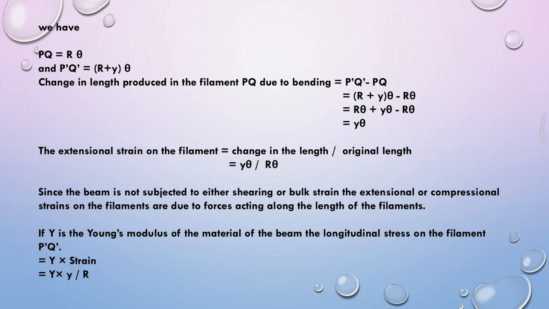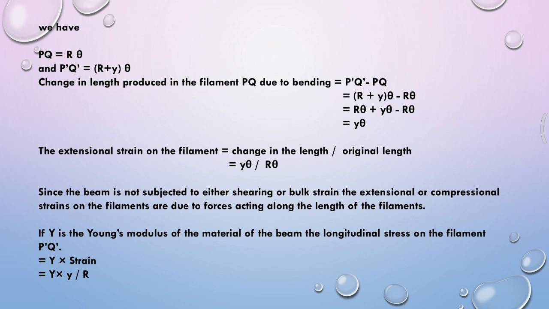Similarly, for the arc P'Q', it is given by R plus y into theta. Up to Q, the length is R theta, and up to P'Q', the total radius is R plus y, so the length is R plus y into theta. The change in length produced in the filament PQ due to bending is given by P'Q' minus PQ, which is R plus y into theta minus R theta. On simplification we get this as y into theta.